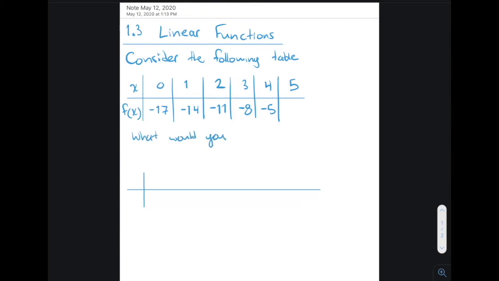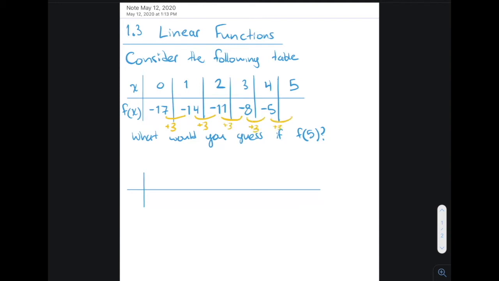If we had to make a guess or conjecture as to what f of 5 is, we might naturally try to find some pattern. Here, one pattern that might arise is looking at how f of x changes. We go from negative 17 to negative 14. That's a difference of 3. Negative 14 to negative 11, again a difference of 3. Negative 11 to negative 8, a difference of 3. Negative 8 to negative 5, a difference of 3.